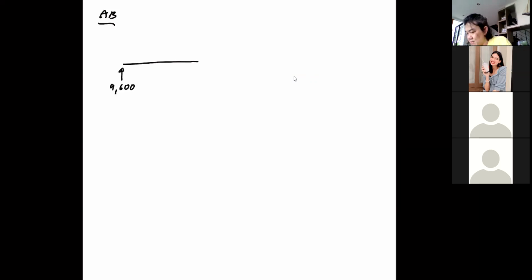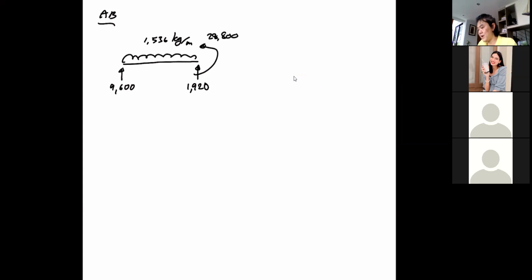9,600 and 1,920. This is, excuse me. Okay, 1,536 kilogram per meter, and then the moment 2,880. Okay, so shear force diagram is going to be simple enough. I have made the point before that you are in third year now. You are more than halfway through becoming a professional engineer.